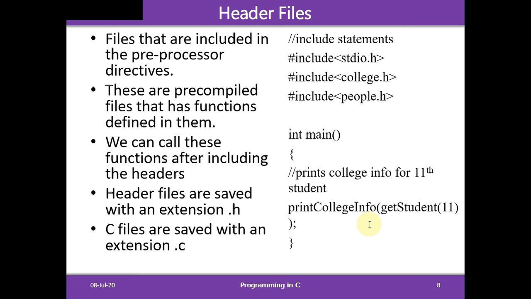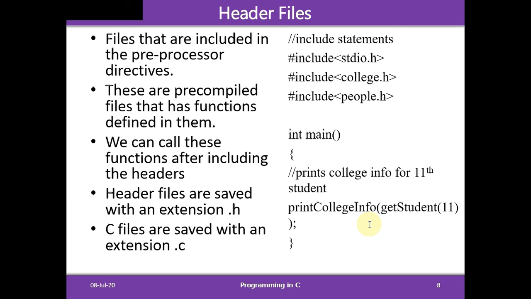Now if you look at the right side, the hash include statements. The hash include stdio.h is the standard input output header that is always included in any of your programs. It is mainly used for standard input output operations using the console. For normal printf and scanf it is not actually necessary, but some authors specify that it is needed, so it is best to include it in your program. Hash include college.h is another header file that specifies information about the college, and hash include people.h is another header file that specifies information about people.